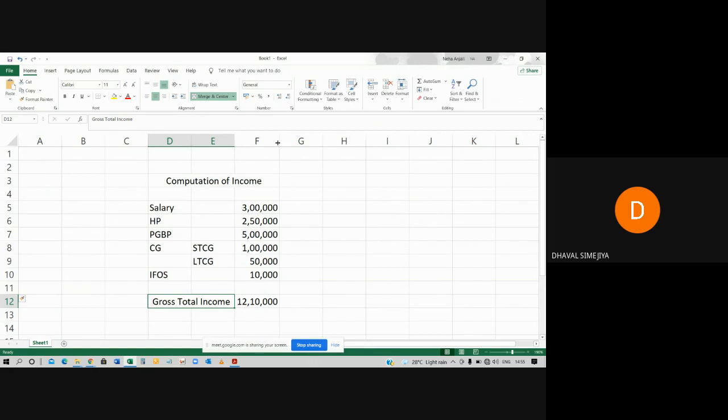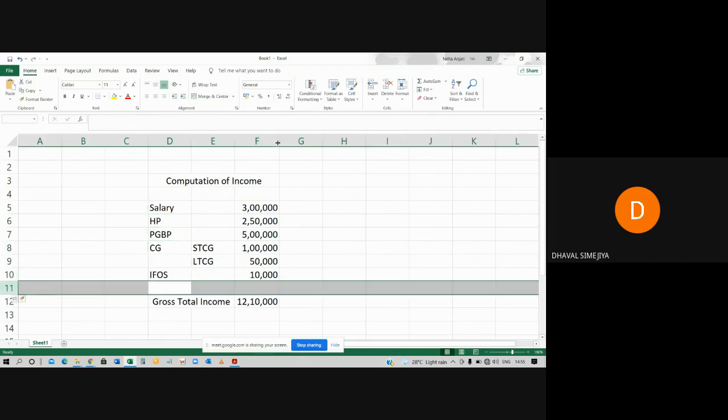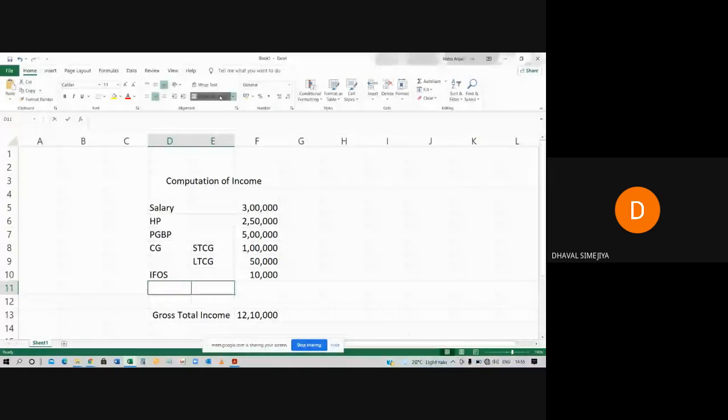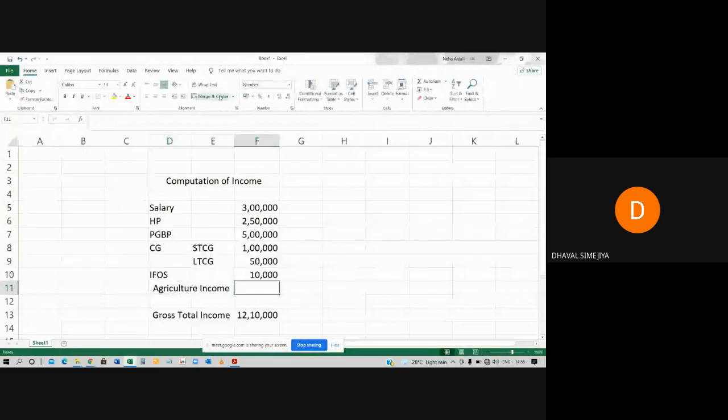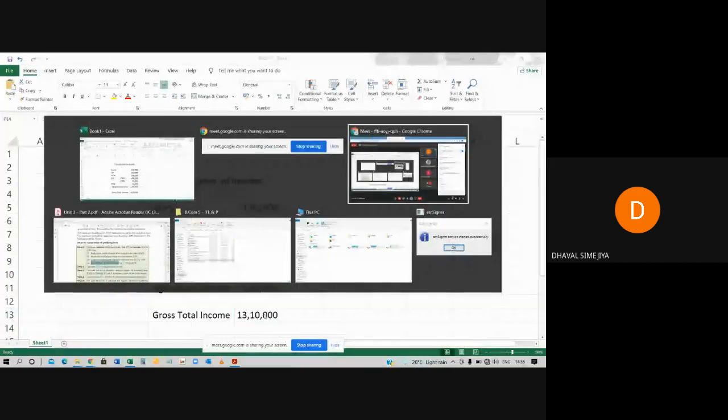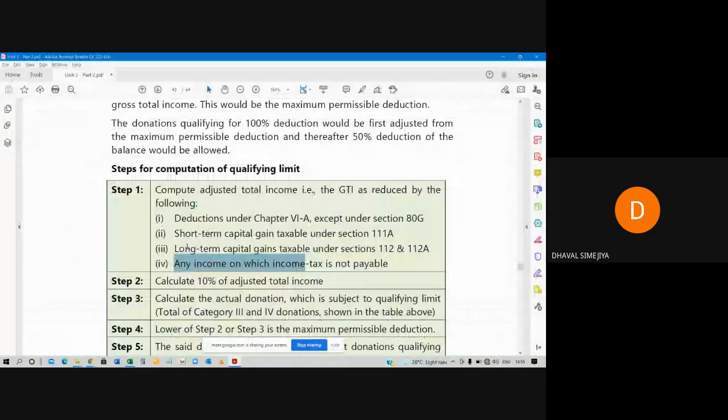So now from this gross total, let's say I have agriculture income also. Let's consider, because agriculture income will not be covered anywhere. So agriculture income also 1 lakh rupee, let's say. The total income now 13 lakh 10,000 rupees. Okay. So we have to calculate, first of all, the adjusted total income.